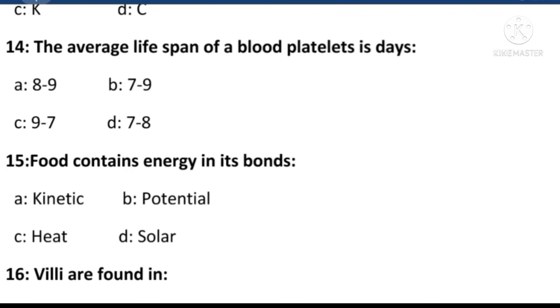And next question. Food contains energy in its bonds: kinetic, potential, heat or solar. And answer is B, potential. Food contains energy in its bonds is potential energy. B is correct option.